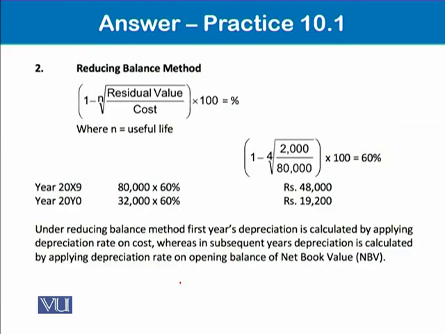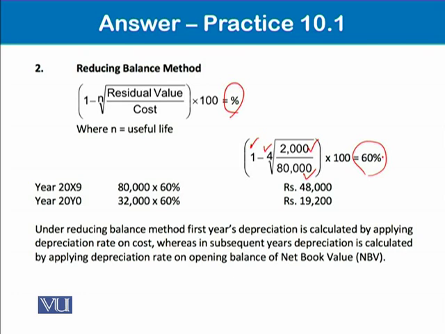Well, the next formula, for the reducing balance method, to calculate its depreciation rate is 1 minus the nth root, where n is the useful life, of residual value divided by cost. Residual value is 2,000 and cost is 80,000, then we will take its root, the whole multiplied by 100. This gives us a 60% depreciation rate.